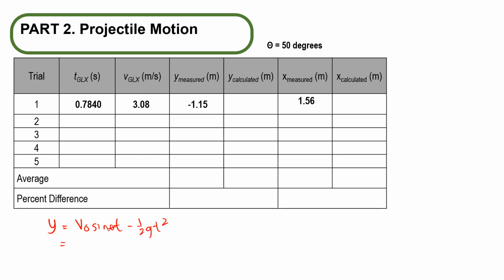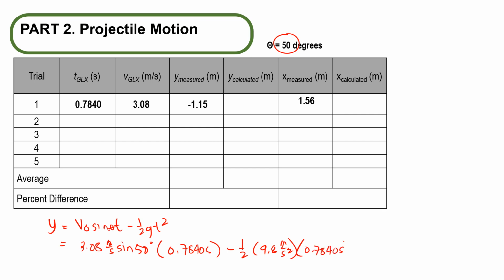So let us substitute all the data. The VGLX is equal to the initial velocity, so this is 3.08 meters per second multiplied by sine of the given angle, which is 50 degrees, multiplied by time. So time is 0.7840 seconds, minus 1/2 multiplied by 9.8 meters per second squared, and then that is to be multiplied by the square of time.